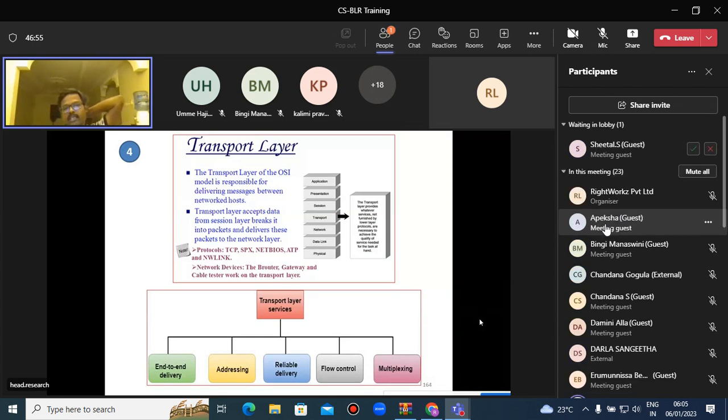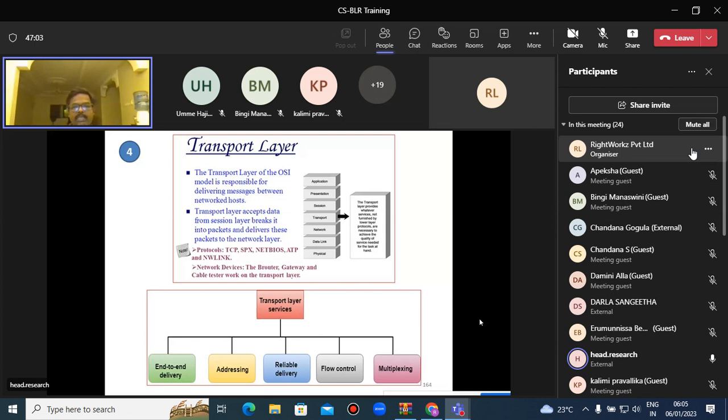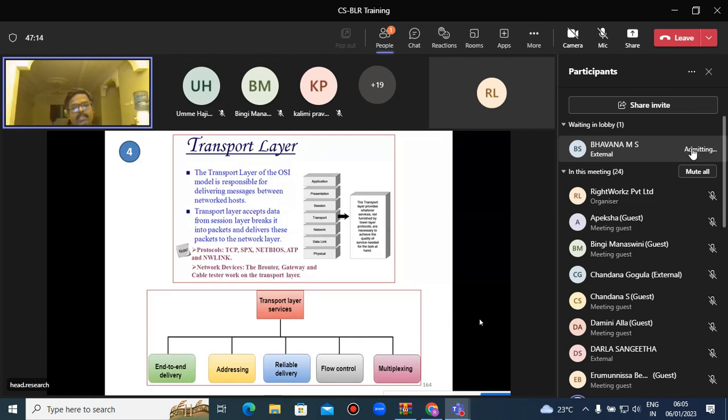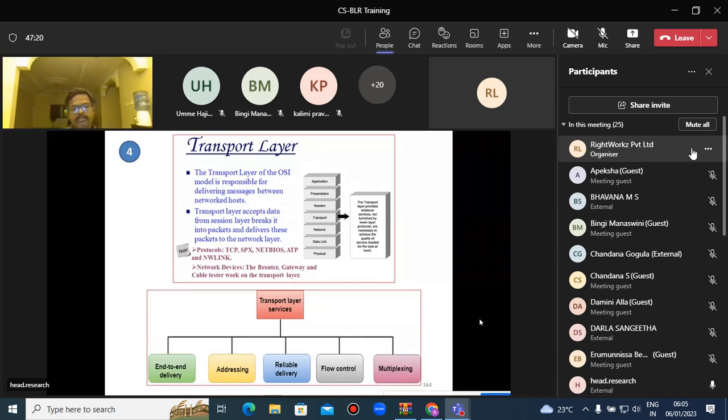This layer of the OSI model is responsible for delivering messages between network hosts. Transport layer accepts data from session layer, breaks it into packets and delivers these packets to the network layer. Protocols like TCP, SPX, NetBIOS, ATP. Network devices like the router and the gateway and the cable tester work on the transport layer.